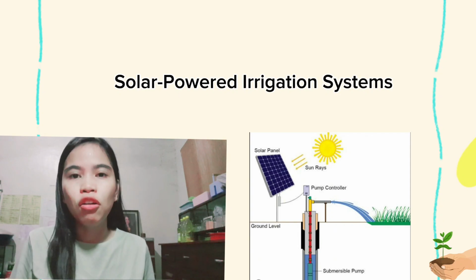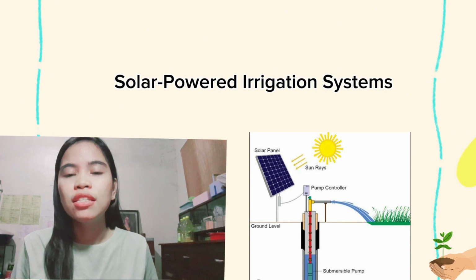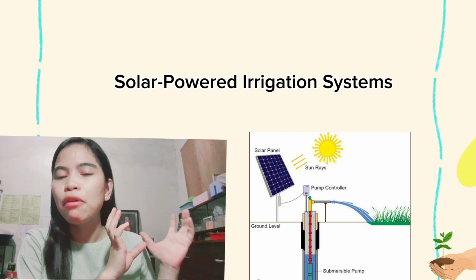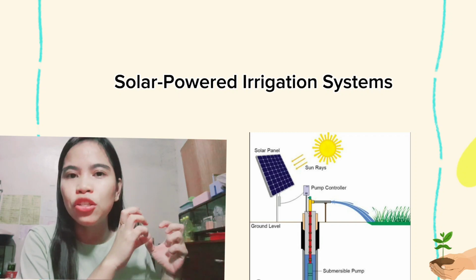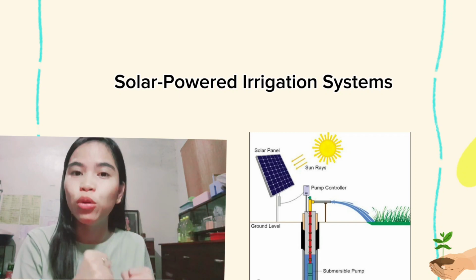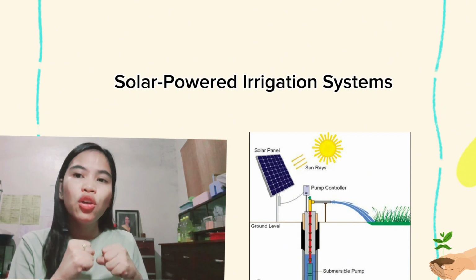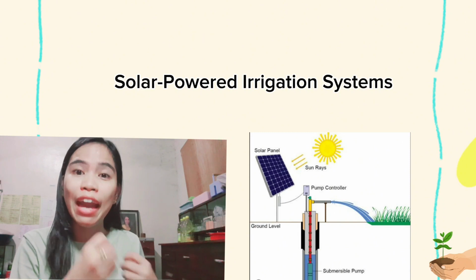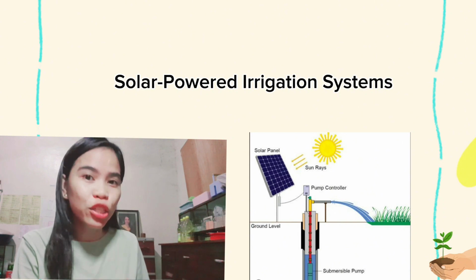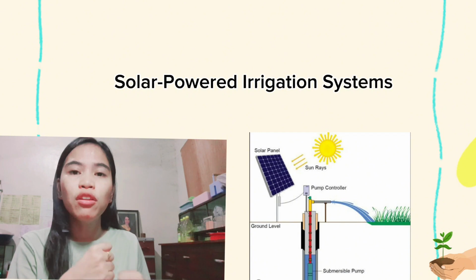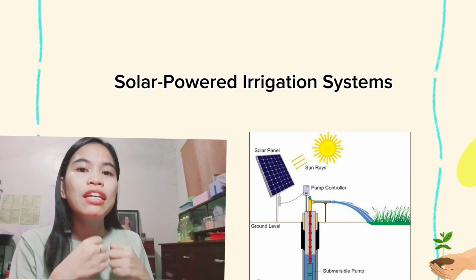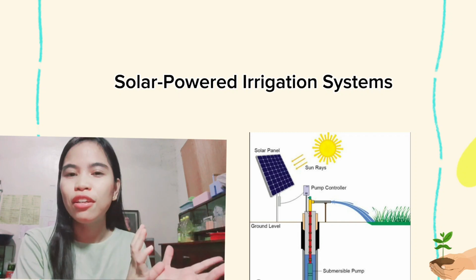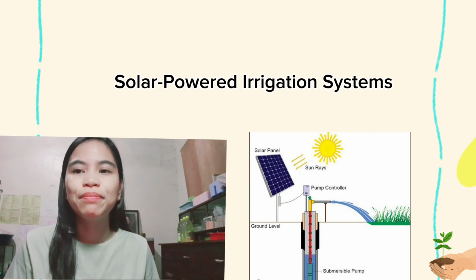The idea of the solar-powered irrigation system is to harvest the energy coming from the sun, that radiant energy, and turn it into mechanical energy that would push the water to where it is needed, which is the field. So instead of using gas or fossil fuel as energy to power the motor, we will instead be using the radiant energy coming from the sun through solar panels.